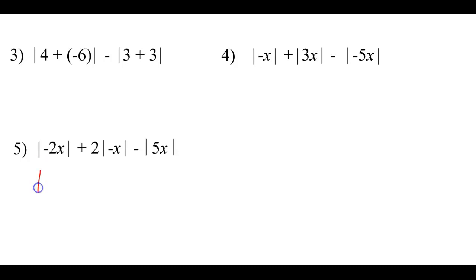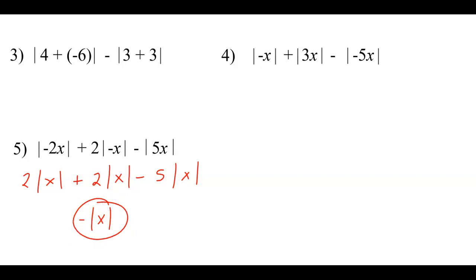So this comes out to 2 absolute values of x plus 2, and then the coefficient of -1 just becomes +1, minus 5. The absolute value of 5 is 5, but there is a minus sign, but that doesn't mean that that's a -5. It just means that that's minus 5 absolute values of x. And then here we get 2 plus 2 is 4 minus 5, so we actually get negative absolute value of x again.